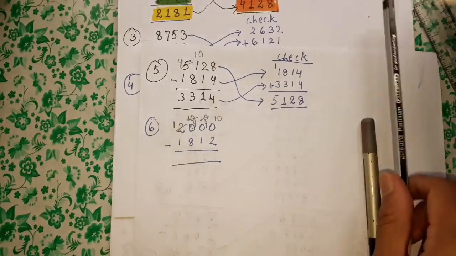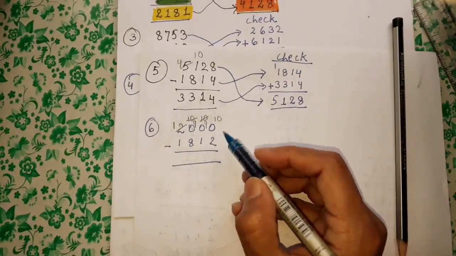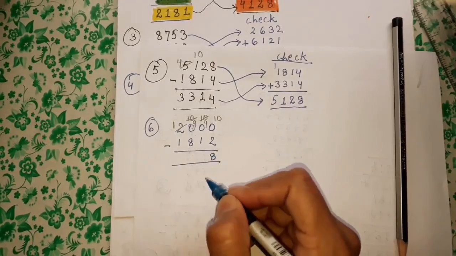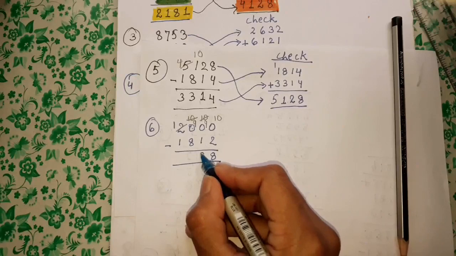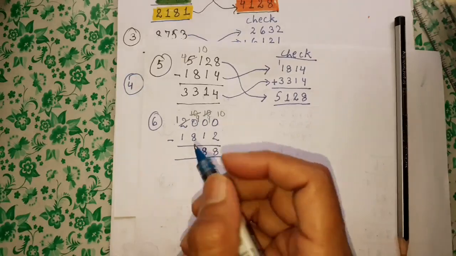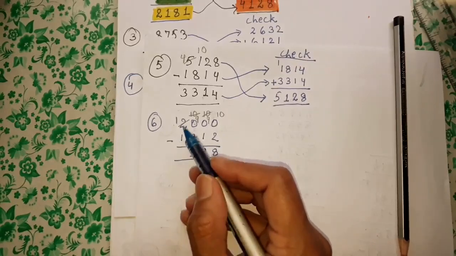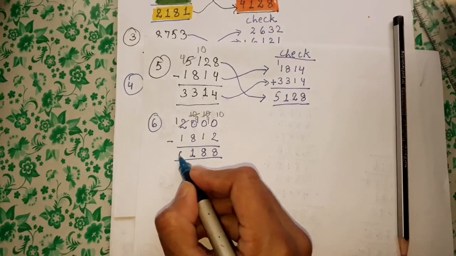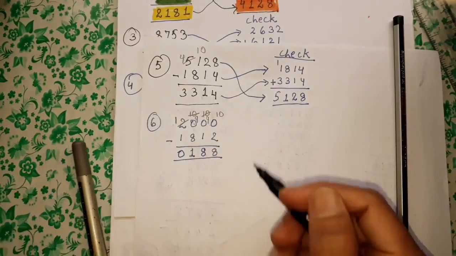Now our subtraction is ready. When we subtract 2 from 10 we get 8. When we subtract 1 from 9 we get 8. And when we subtract 8 from 9 we get 1. And here when we subtract 1 from 1 we get 0. Now let's check our answer.